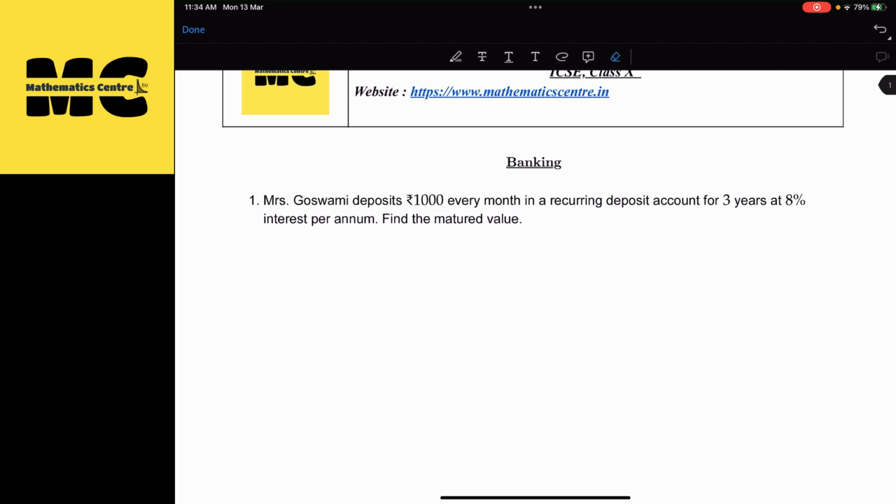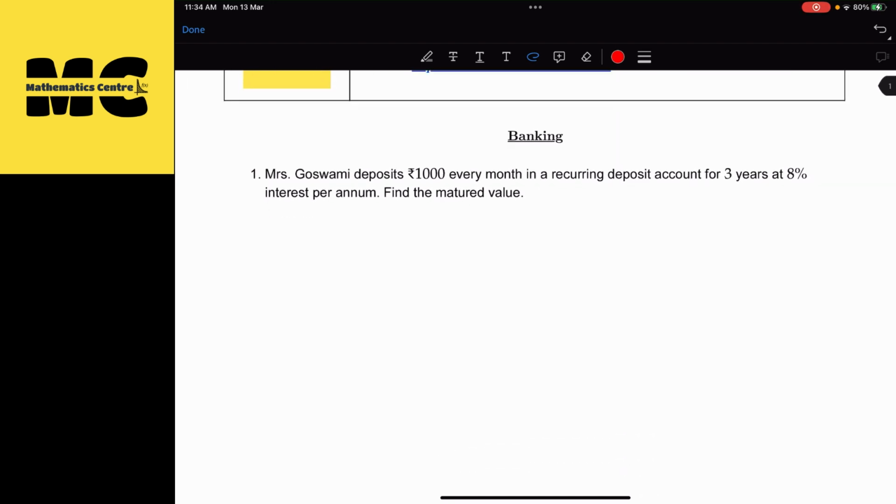Now here in the first problem, it is said that Mrs. Goswami deposits 1000 every month in a recurring deposit account, or you can say RD account, for 3 years at 8% interest per annum. The values which are provided in the question, we have to list down first and then do the problem. Now what we have to find? We have to find the matured value.